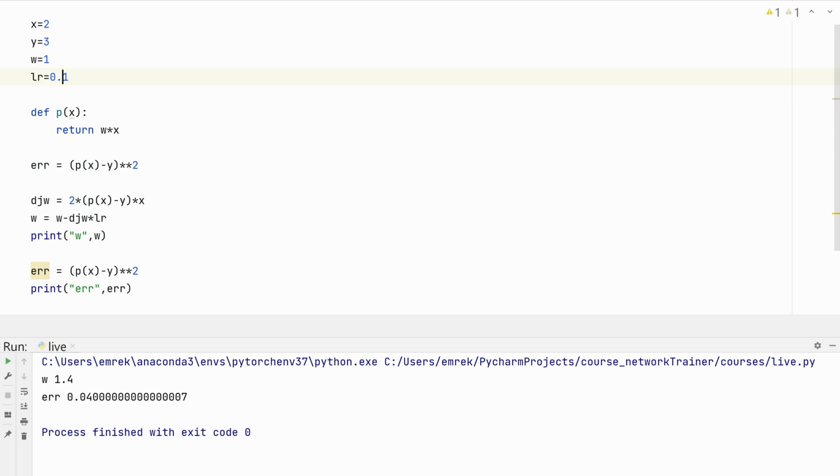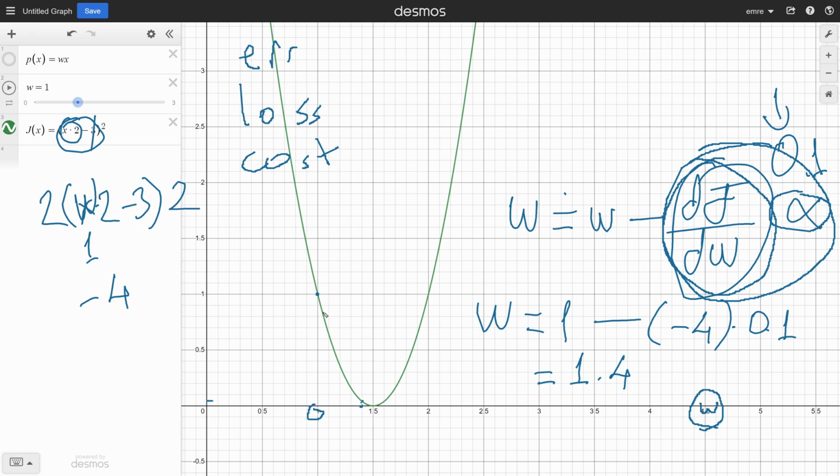Now I will decrease the learning rate. This time W became 1.04 in a single step. So it's something around here. This is the step now. To get somewhere close to this point, we need to take multiple steps. So we will keep repeating these steps until we get somewhere close enough to this location.